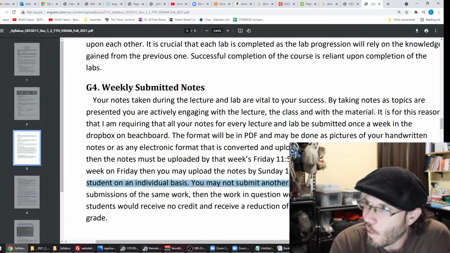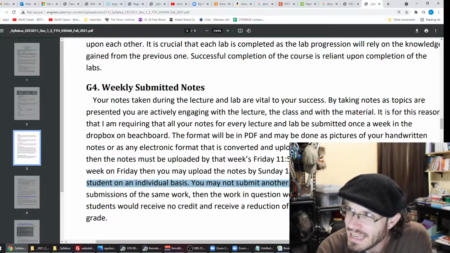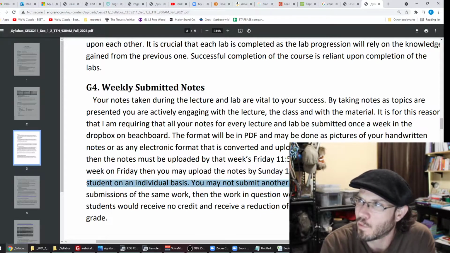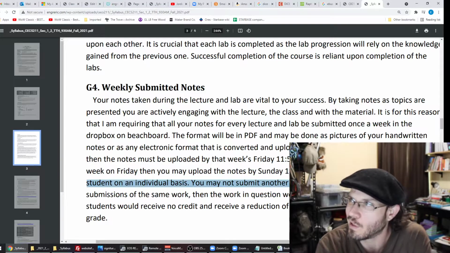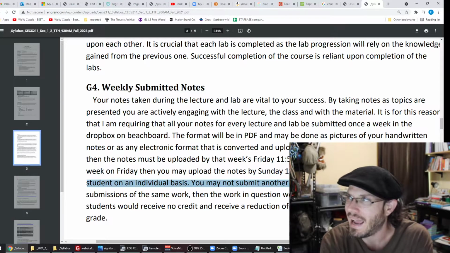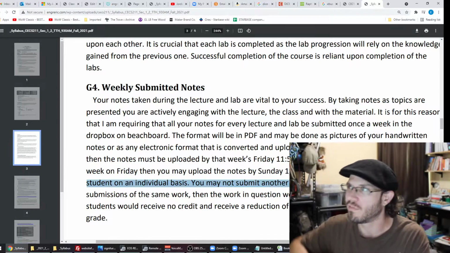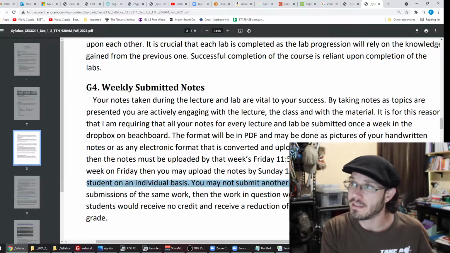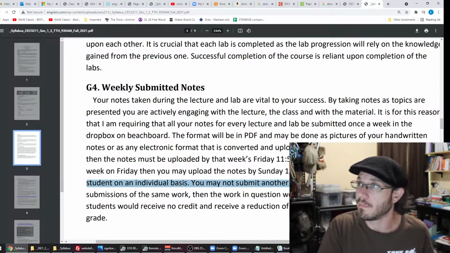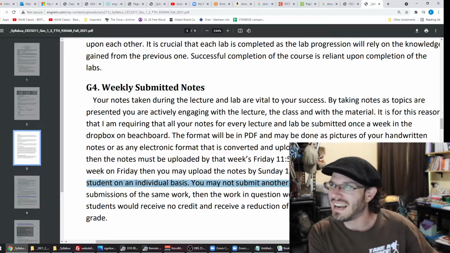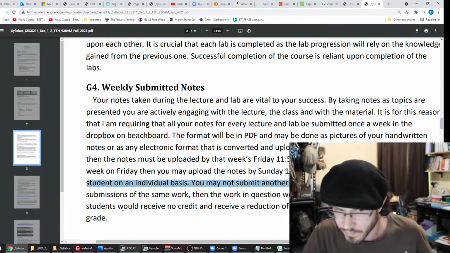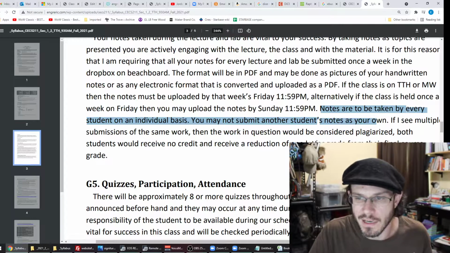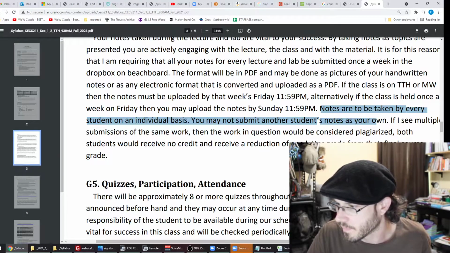Okay, and while you're taking your notes, keep in mind that the whole purpose of this is for each person to be taking their own set of notes. This means you cannot have one person take notes for a group of 5 students or for 10 people and everyone submit the same thing. That's going to be considered plagiarism. That's going to be considered cheating. Okay, everyone's got to take their own notes and submit them on an individual basis.